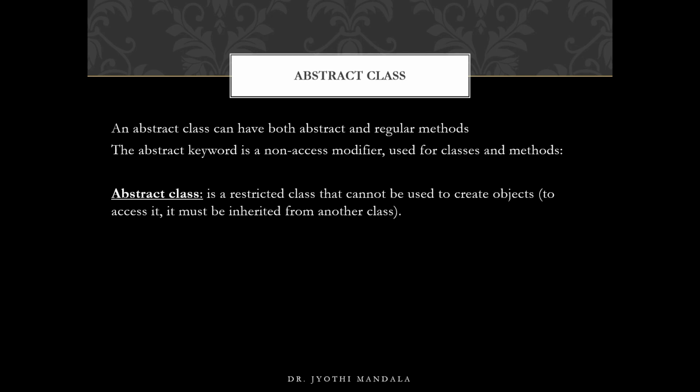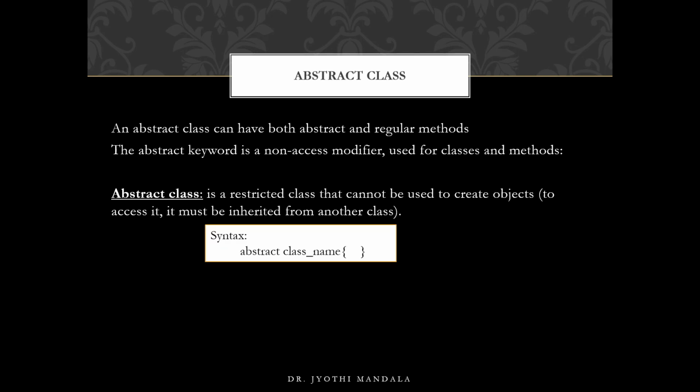But if you want to use the properties that are available in that class, then the only option we have is that the abstract class has to be inherited by another class, and only through that inherited class can we use these features. The syntax for creating an abstract class is simply to put the abstract keyword in front of the class name, and write all the things belonging to that abstract class. In this class we can have normal methods and abstract methods also.